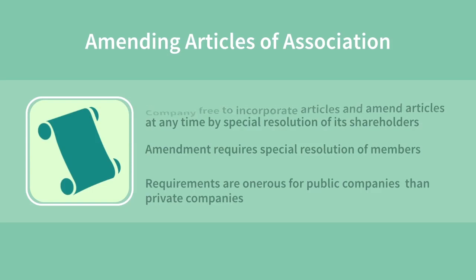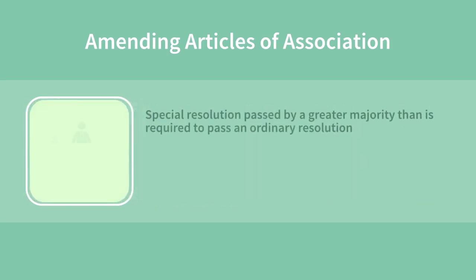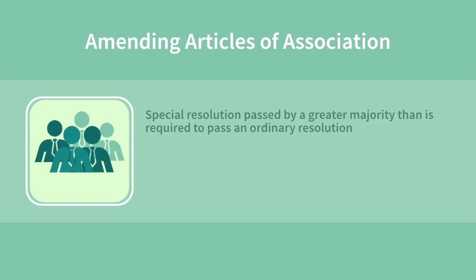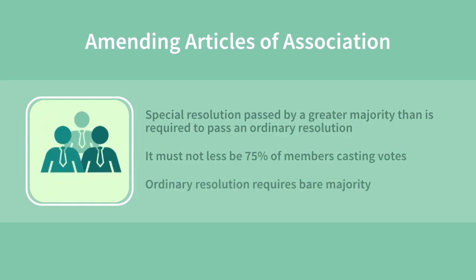In business or commercial law, special resolution is a resolution passed by the shareholders of a company by a greater majority than is required to pass an ordinary resolution. The precise figures vary in different countries, but commonly an extraordinary resolution must be affirmed by no less than 75% of members casting votes, whereas an ordinary resolution requires only a bare majority.